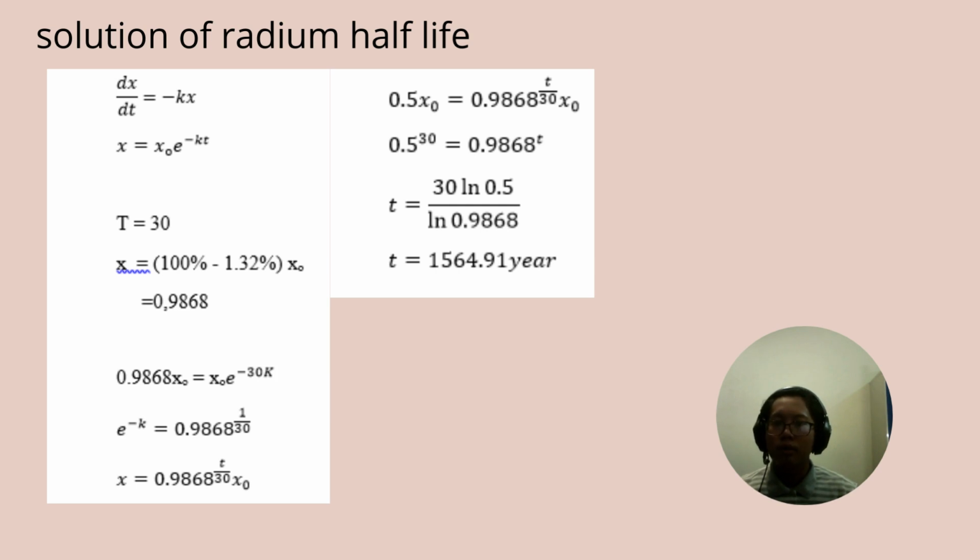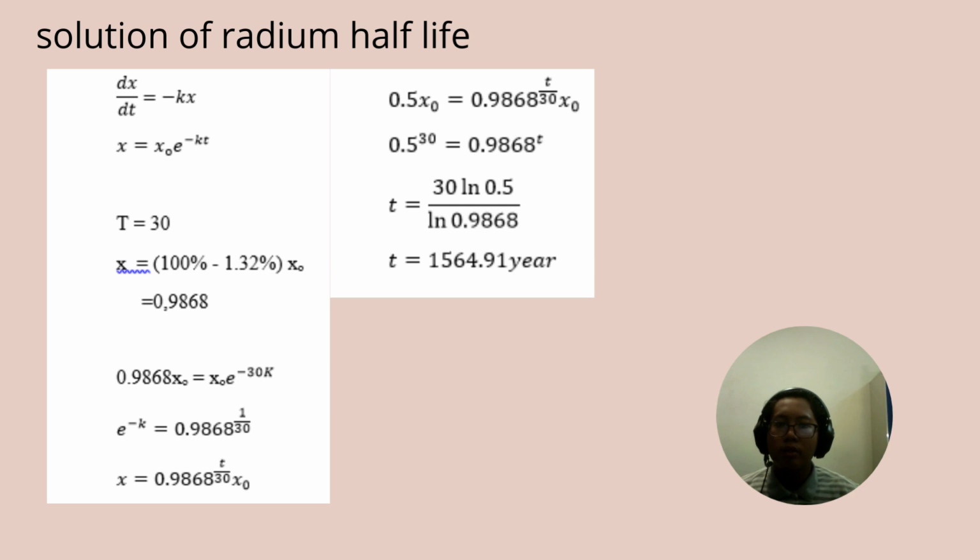So the answer we got for x is x equals 0.9868 to the power of t over 30 times x0. The x is also equal to 0.5, or 1 over 2, x0. So we substitute 0.5 x0 into the x, and we get 0.5 x0 equals 0.9868 to the power of t over 30 times x0.